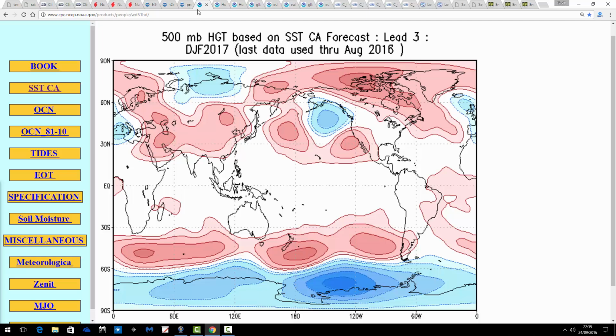So we start off with the 500 millibar height anomaly for December to February 2017, and this is what Hugo is seeing. Trough of low pressure close to the UK, a ridge out through the central part of the Atlantic, and then over on this side of the chart there's quite a lot of ridging through Scandinavia and going down in towards eastern parts of Europe.